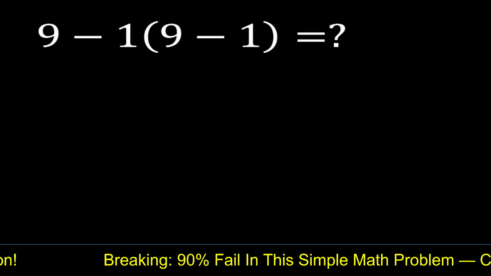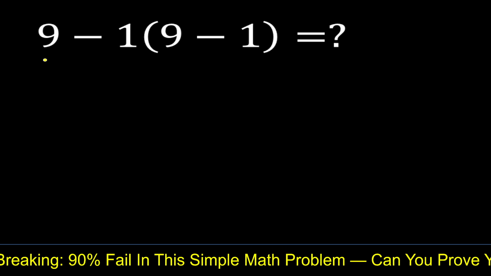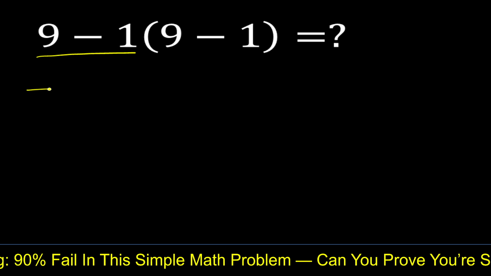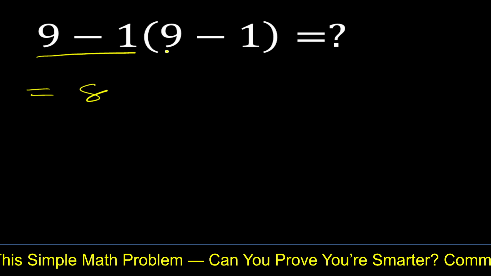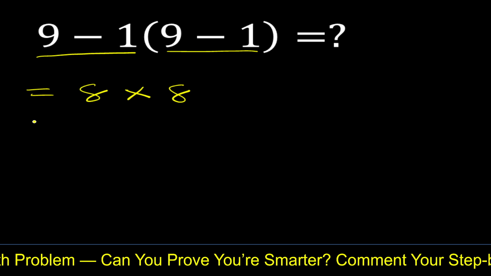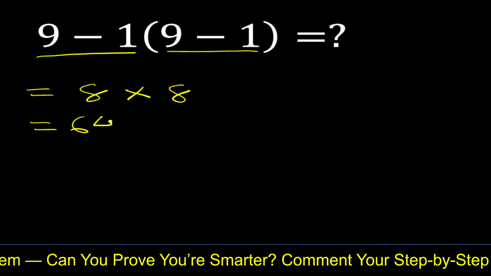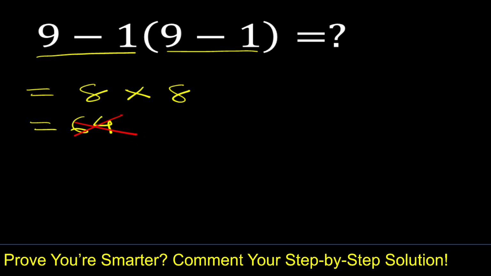So most people solve this question like 9 minus 1 is equal to 8. And again, 9 minus 1 is equal to 8. Now 8 times 8 is equal to 64. But this answer is not correct. This answer is completely wrong.